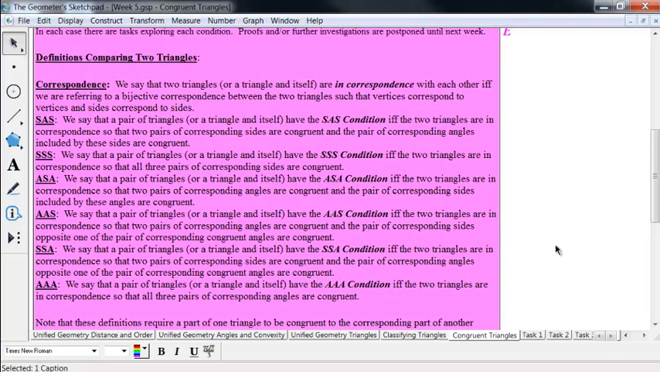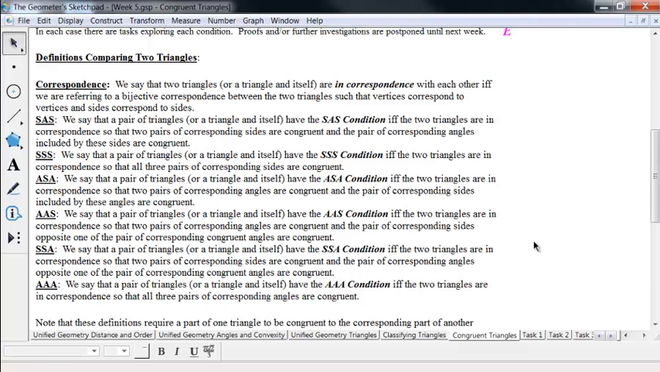We say that a pair of triangles or a triangle itself have the AAS, angle-angle-side condition, if and only if the two triangles are in correspondence so that two pairs of corresponding angles are congruent and the pair of corresponding sides opposite one of the pair of corresponding angles are congruent. So think of that first angle as opposite that side.